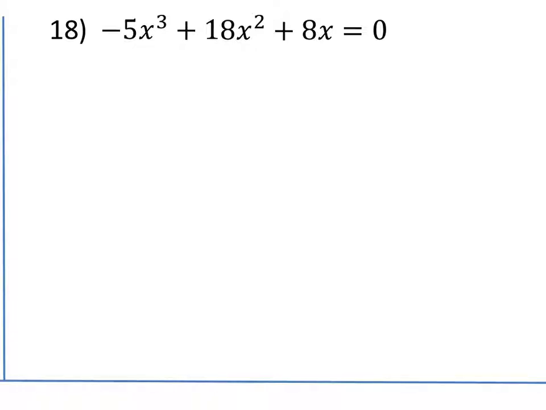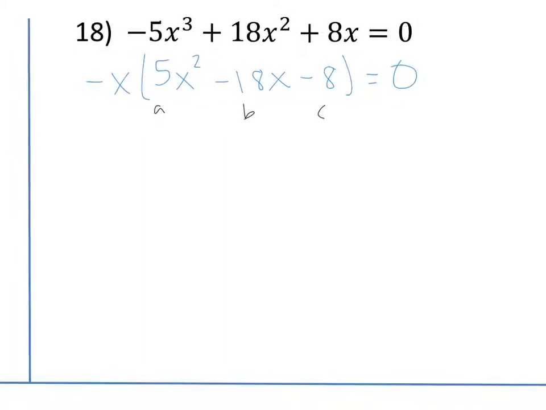And then since it begins with negative 5x cubed, I'm going to take out a negative x to get rid of the negative sign. And then if I undistribute, I get 5x squared minus 18x minus 8 equals 0. And now I'm going to use the snowflake method because 5 is something other than 1. And I'm going to go ahead and draw on my snowflake.